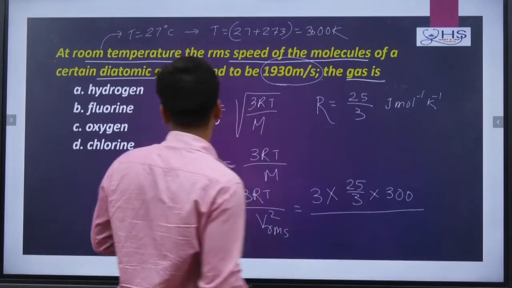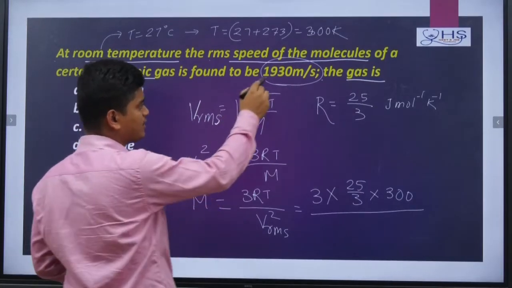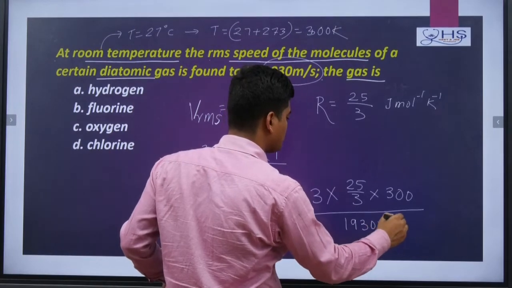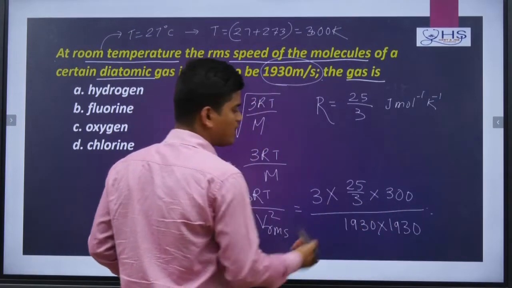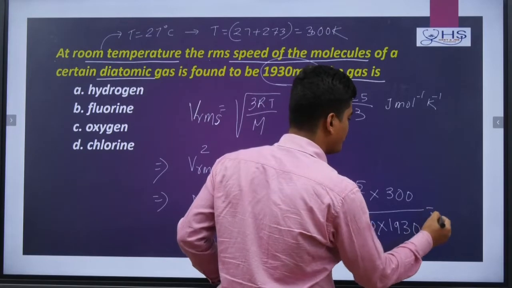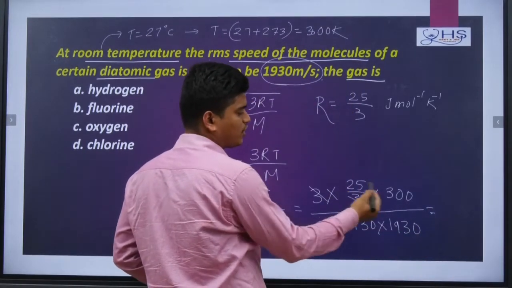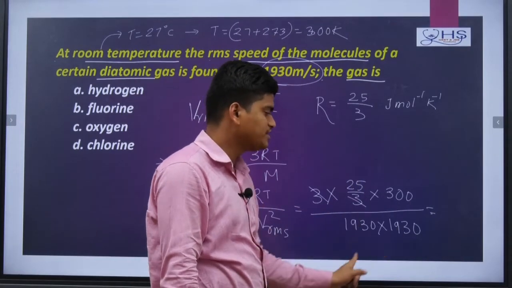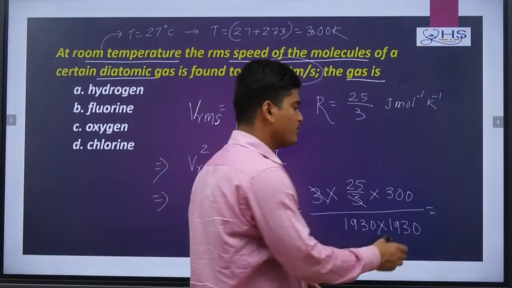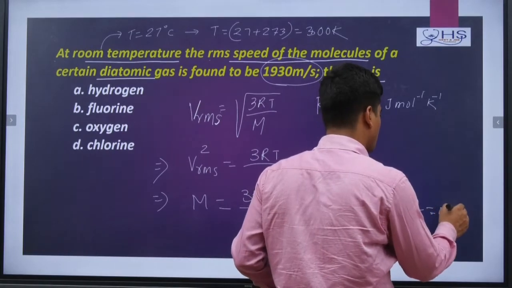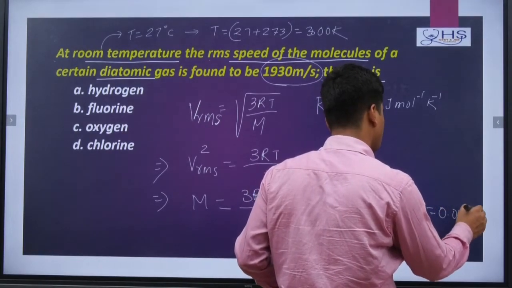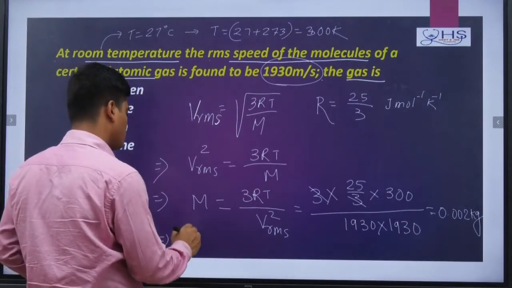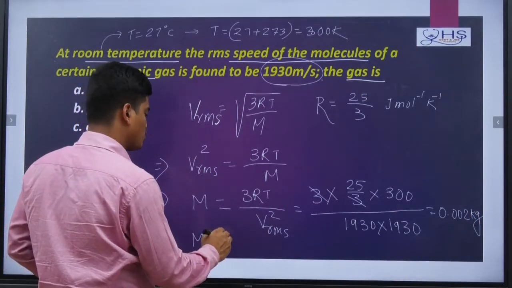V RMS is how much? Here it is already given, 930. So, 930 into 930. Now if you calculate this, definitely here 3 will get cancelled, and 25 into 300 is around 7500, but this quantity in the denominator is big. So definitely whatever answer comes, it is less than 1. When calculated, it will come to around 0.002 kg, which is nothing but 2 gram.